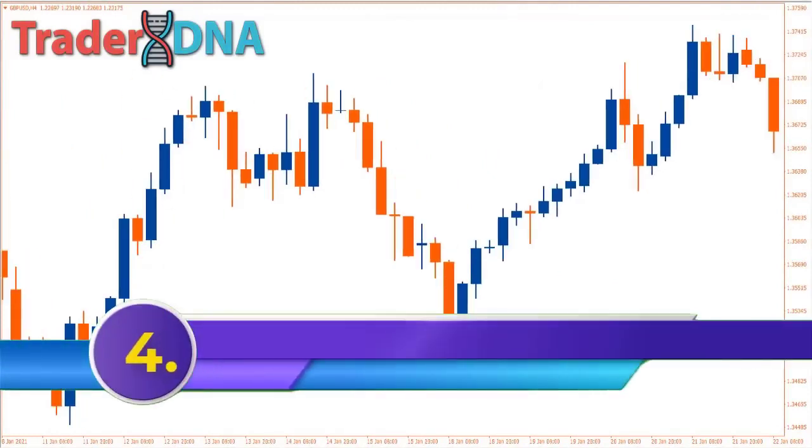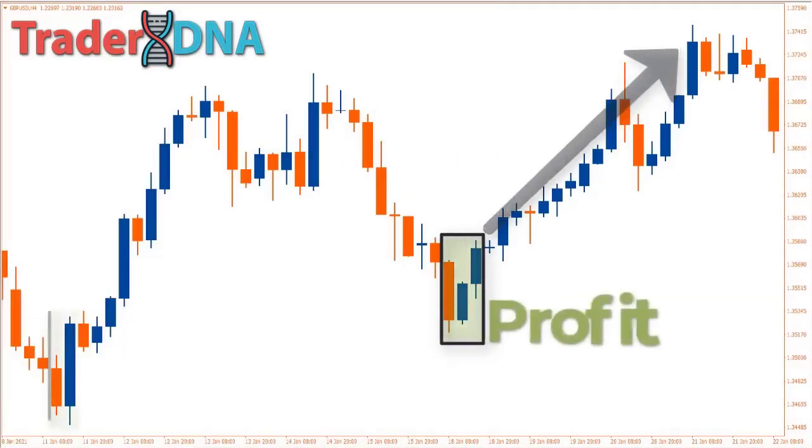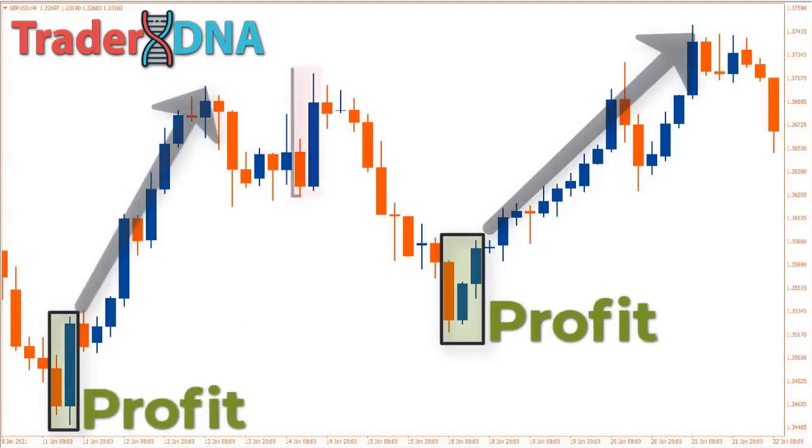Step number 4. Exiting the trade. The engulfing candle that occurs after a pullback in an overall trend is designed to get you into a trade as the next wave of the trend is likely to unfold. However, it doesn't always. Trends can persist for a long time, or can fail quickly. Therefore, this method does not have a specific exit.